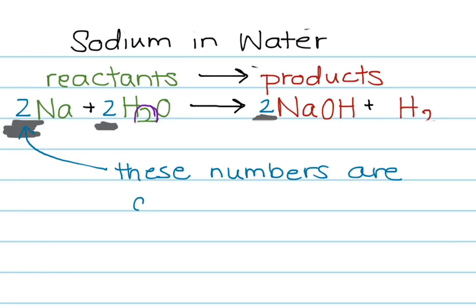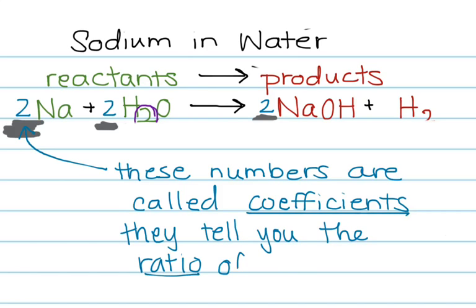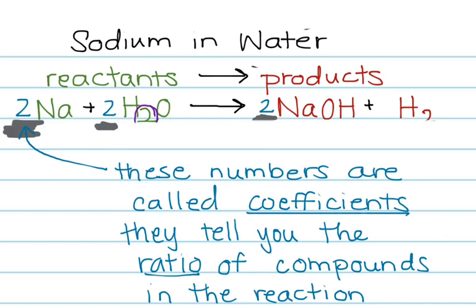So these numbers in front are called coefficients. And so the coefficient tells you how many of each molecule you have. So the subscripts tell you how many of each atom you have in the molecule, and then the coefficients tell you how many of each molecule you have in the reaction. And then this gives you a ratio. So the ratio is 2 sodiums per 2 waters. Gives you 2 sodium hydroxide per 1 hydrogen gas. And that's balancing equations.